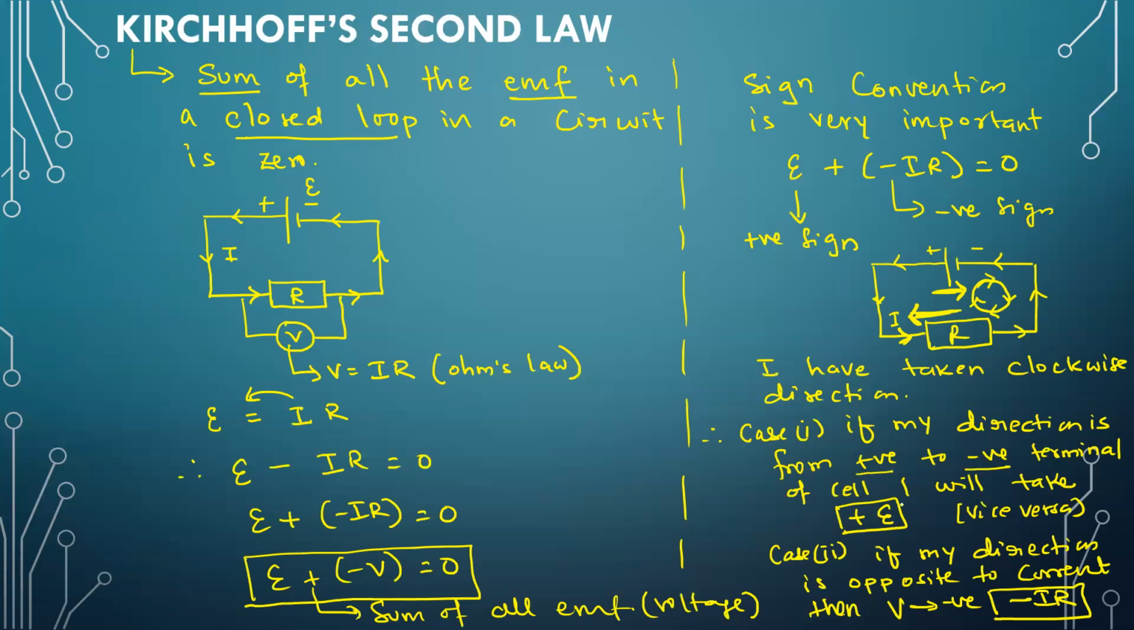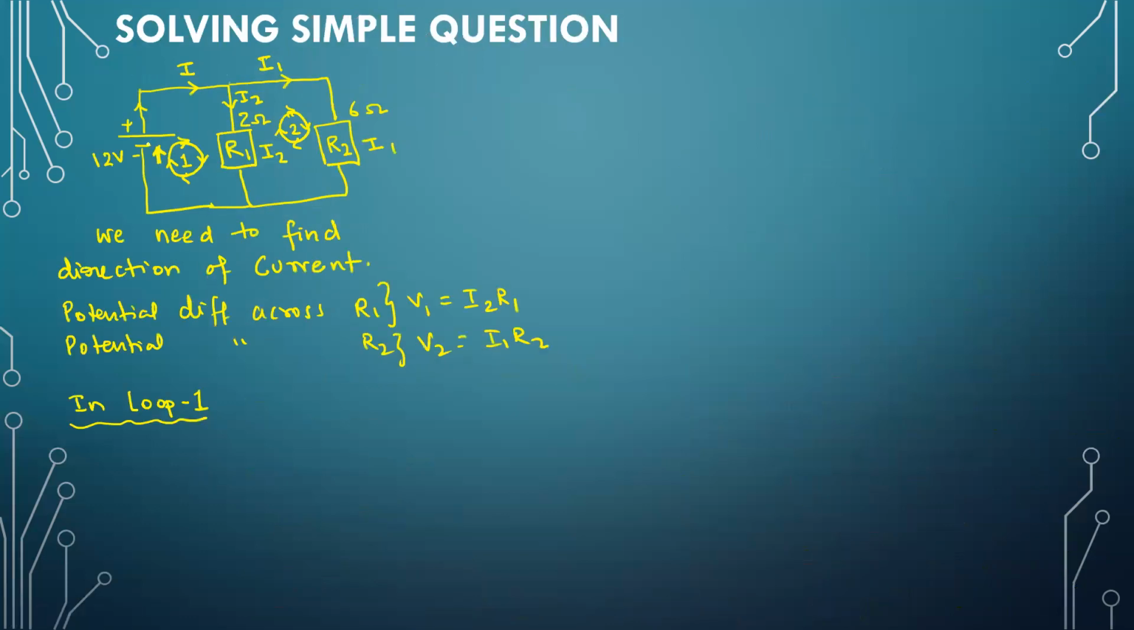If you go vice versa, the sign will change. So technically it means here, because I am going from negative to positive of the cell, so it becomes minus 12, right? See? Now, what is the next potential difference we have to see?